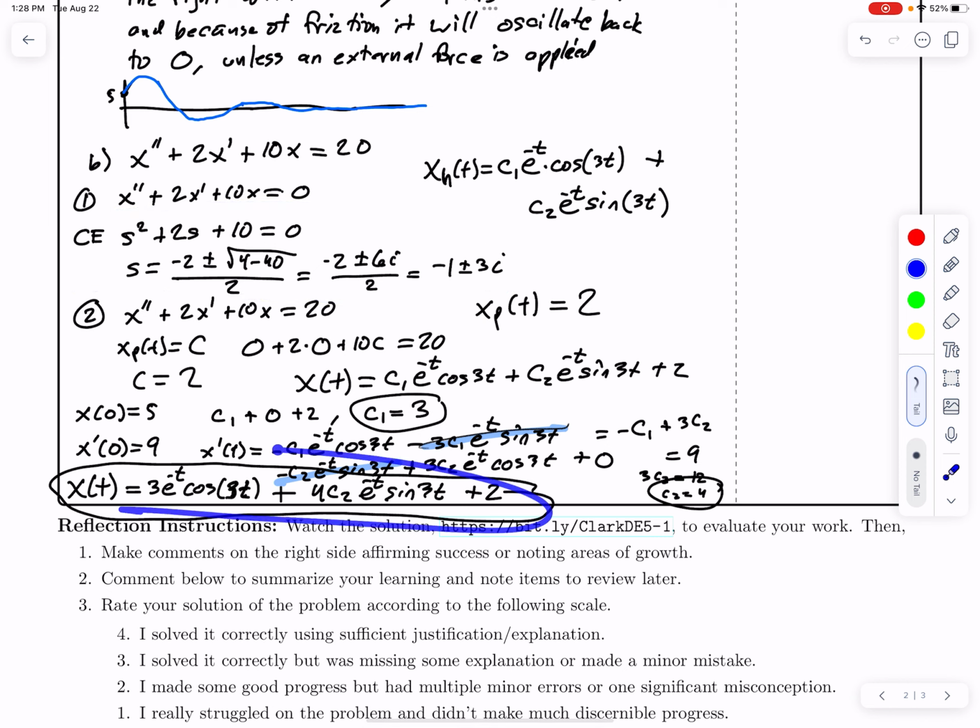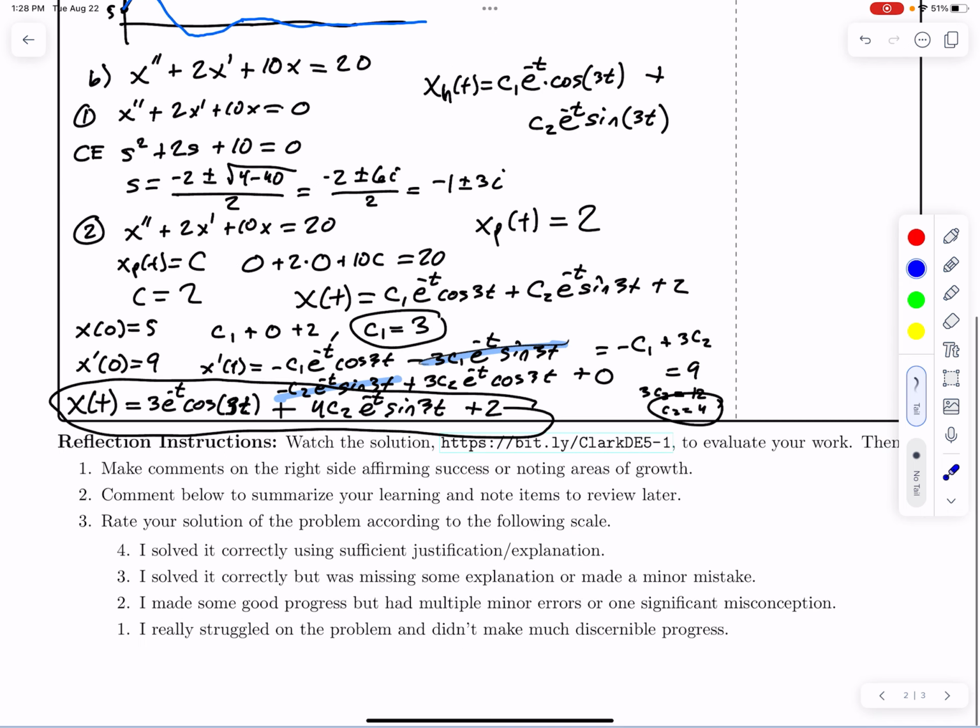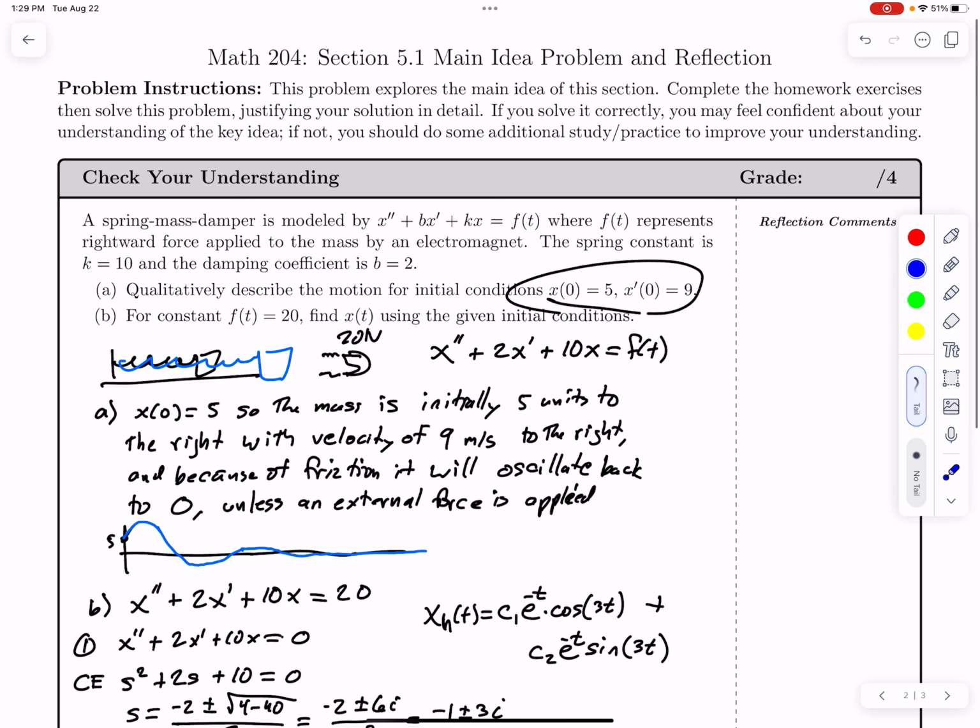And then are you able to find those initial conditions using algebra, that kind of thing? Give yourself a score. Hopefully you got 4, and then you should feel good. If you got less than 4, then maybe think about, what do you need to do some review on?